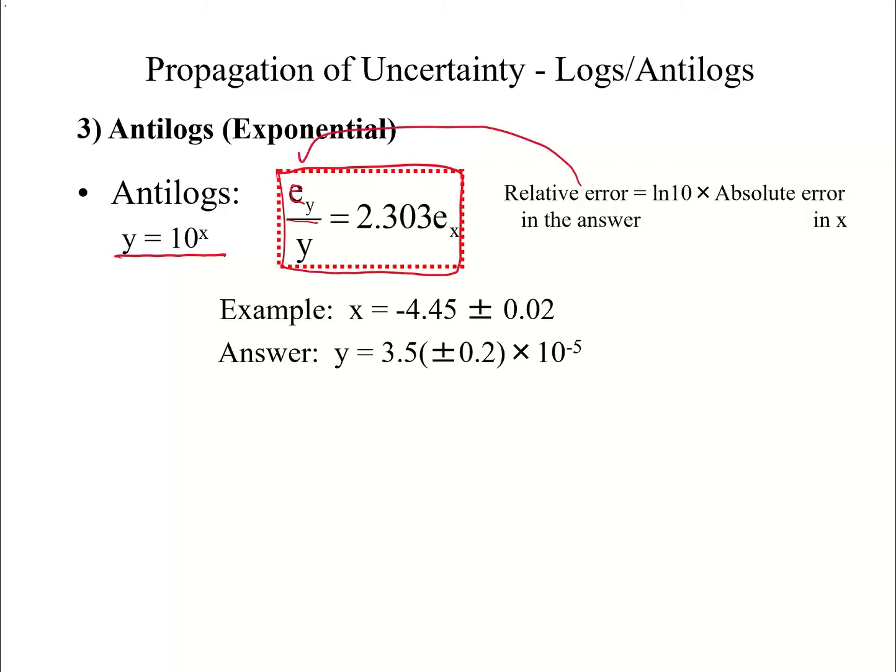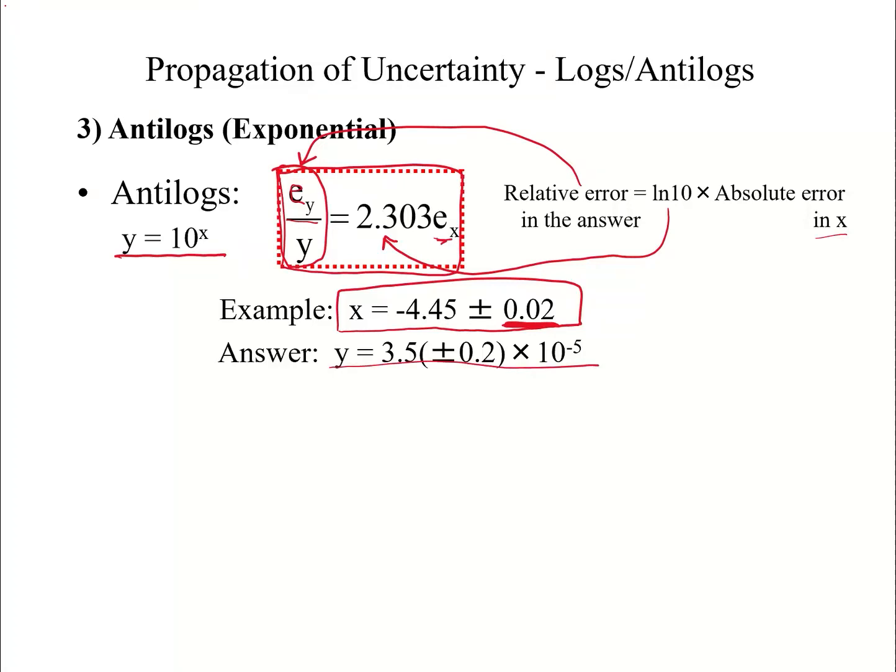So the relative error, which is just absolute error divided by the value, is equal to 2.303. This number comes from the value of the natural log of 10. If you take the natural log of 10, you'll get 2.303. And then this number is multiplied by the absolute error in x. Now let's take a look at the example. We are given the value of x, and we know the absolute error in x, 0.02. The answer is given, so let's take a look at how we get to this answer.